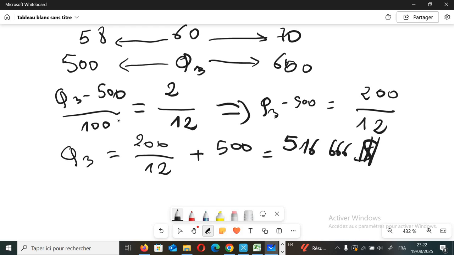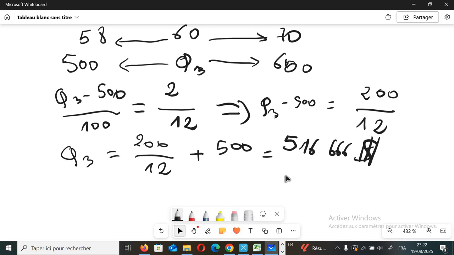75% of companies invest 516,666 or less, and 25% invest an amount superior to that value, which is 516,666 dollars.